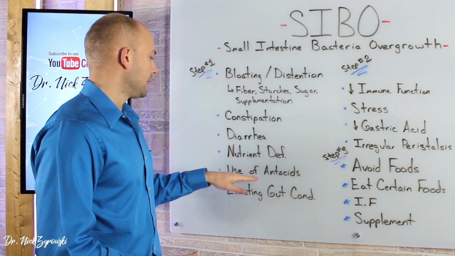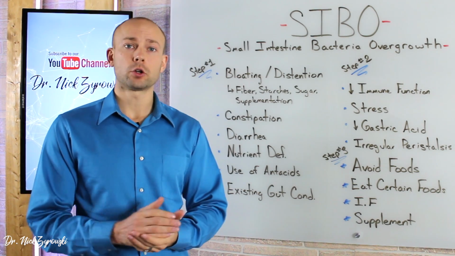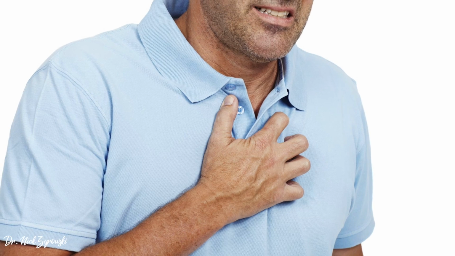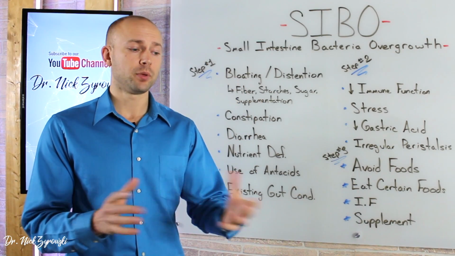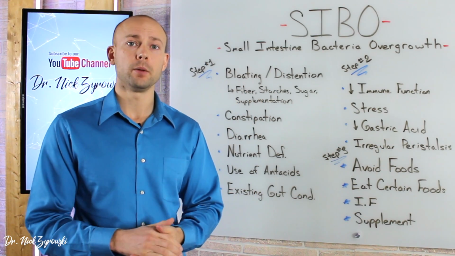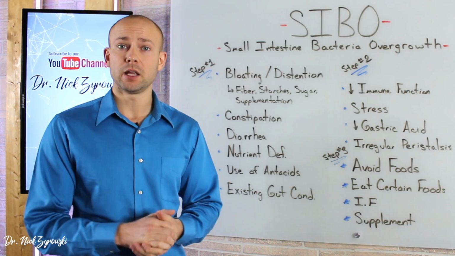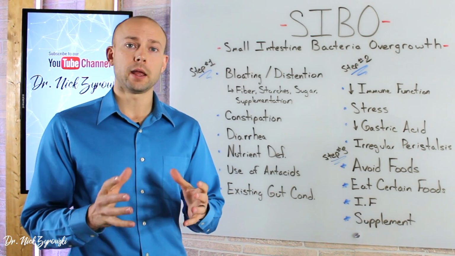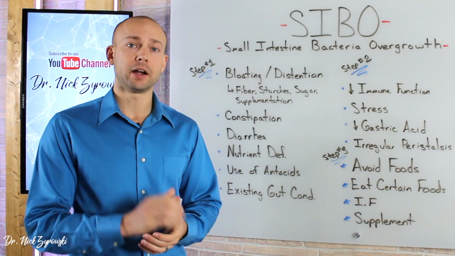And then the next one here is antacids. People who are on chronic use of antacids, let's say they get heartburn all the time, they're taking these antacids on a regular basis. I've heard of people who are taking them after every single meal. What you do is you alter the pH in the stomach, and as a result of that, you create a very bad bacterial environment.